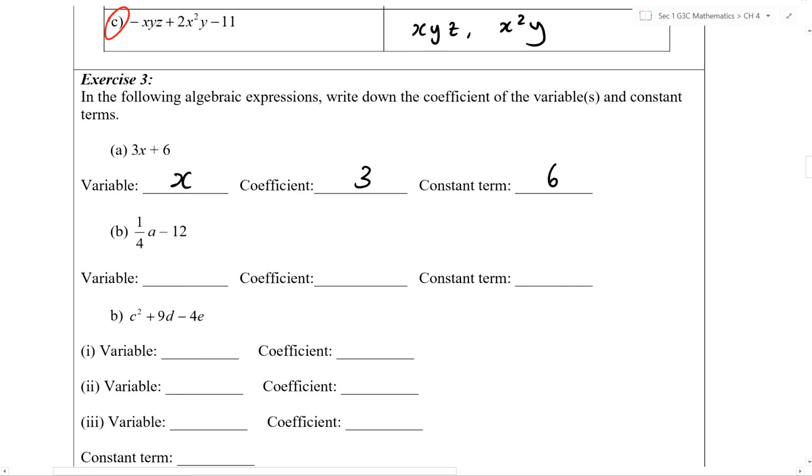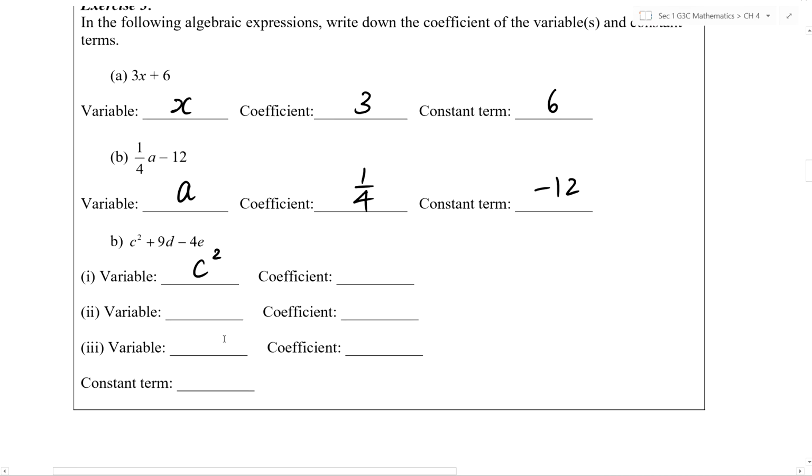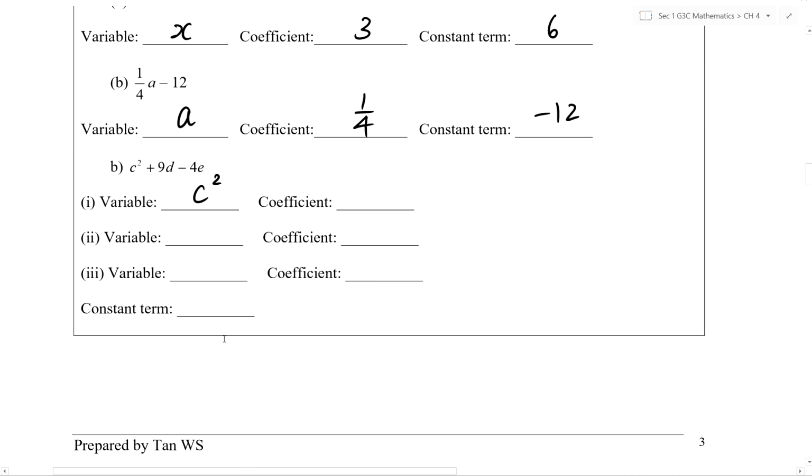Okay, can you all give me the answer for the next variable in part B? A, good. Coefficient? 1/4 and the constant? -12. We must have the sign, the sign that is stuck along with the 12. Okay, next one. We've got variable c squared. What is the coefficient? 1. Variable, next one. D, coefficient 9.